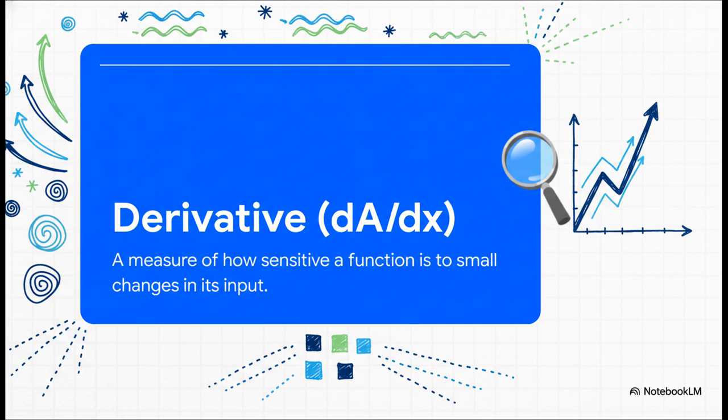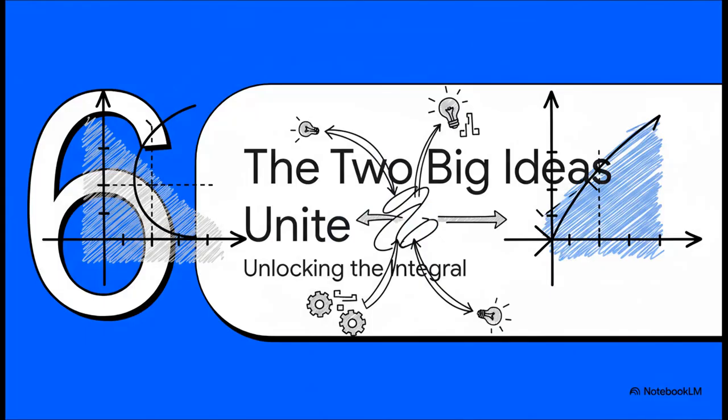This isn't just for finding areas. It's how you calculate the instantaneous velocity of a rocket, or model the moment-to-moment changes in the stock market. For us, it tells us exactly how fast our area function is growing at any given point. And this is the moment. This is where everything just clicks into place.